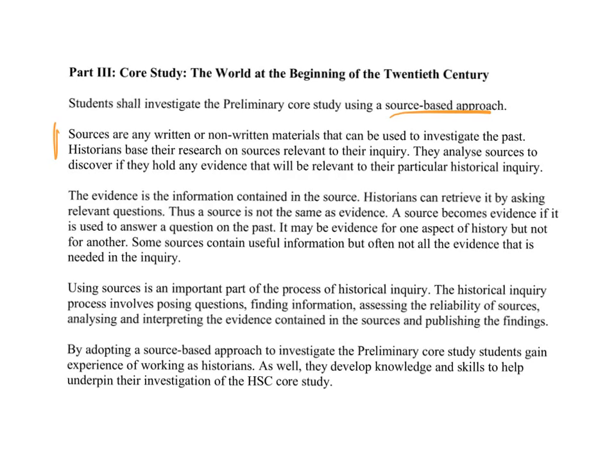Written and non-written materials that are used to investigate the past. Alright, why do historians look at sources? To see if they hold any evidence for what we're looking at. Okay, what's evidence? Information in the source. Okay, so if you're looking at cats in the 18th century, and you find a source which is a picture of a cat from the 17th century, it doesn't have any information for your investigation in it. A writing of someone describing a cat in the 18th century, that's relevant. That's therefore evidence. So, as it says, a source becomes evidence if it is used to answer a part of the question.